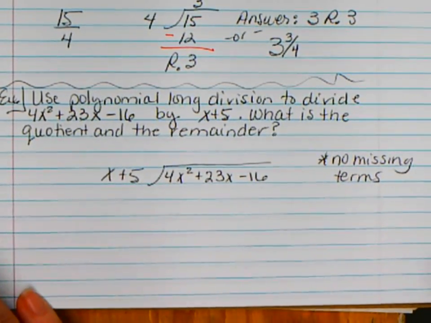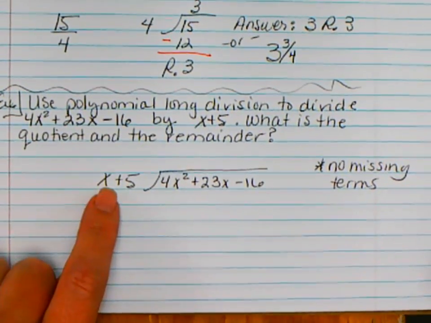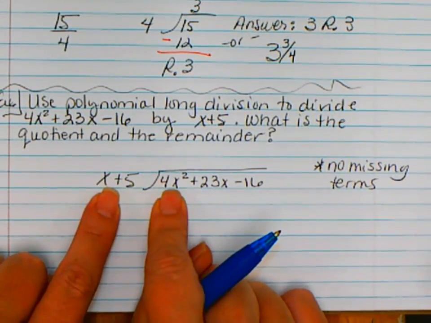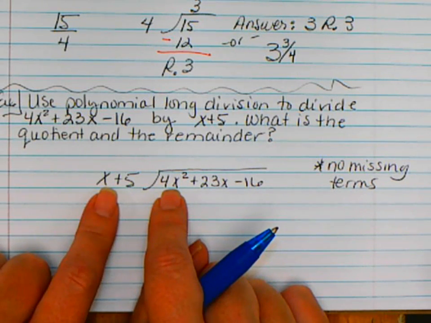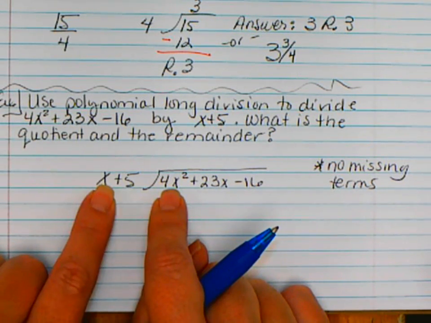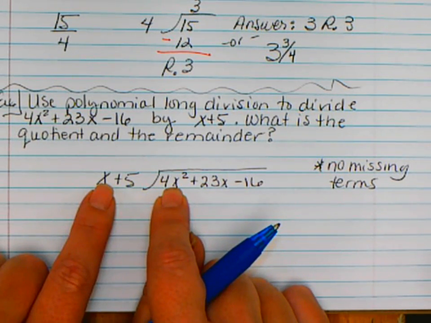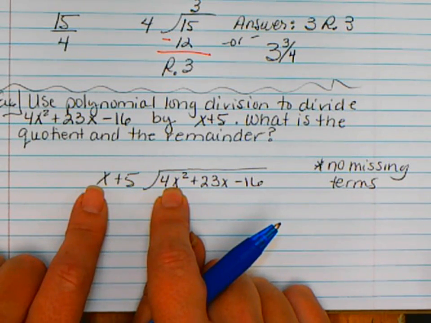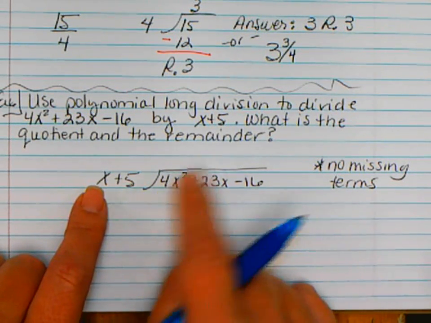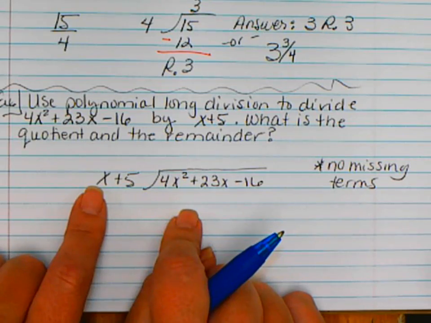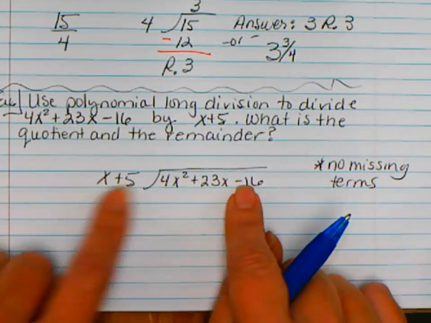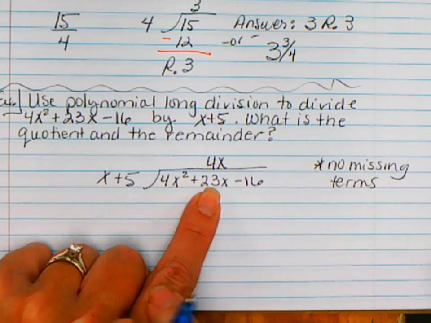So this is how you do it, okay? Look at the first term in your divisor. Look at the first term in your dividend. And this is how I think of it. I think of it as x times what will give me 4x squared. 4x, right? Because 4x times x is 4x squared, okay? So 4x is what I'm going to put up in the quotient, but you need to line everything up. So 4x is a linear term. I'm going to put that above the linear term.